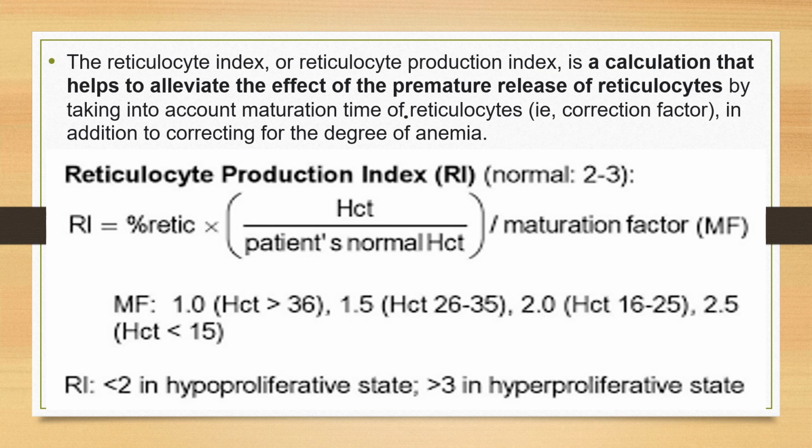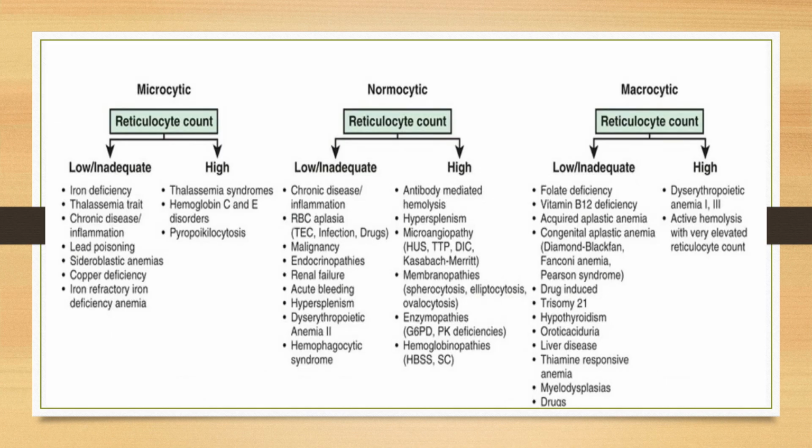So if the reticulocyte index is less than 2, there is a hypoproliferative state, so the bone marrow is not responding appropriately. If the retic index is greater than 3, the bone marrow is responding actively to the anemia. So it is hyperproliferative.